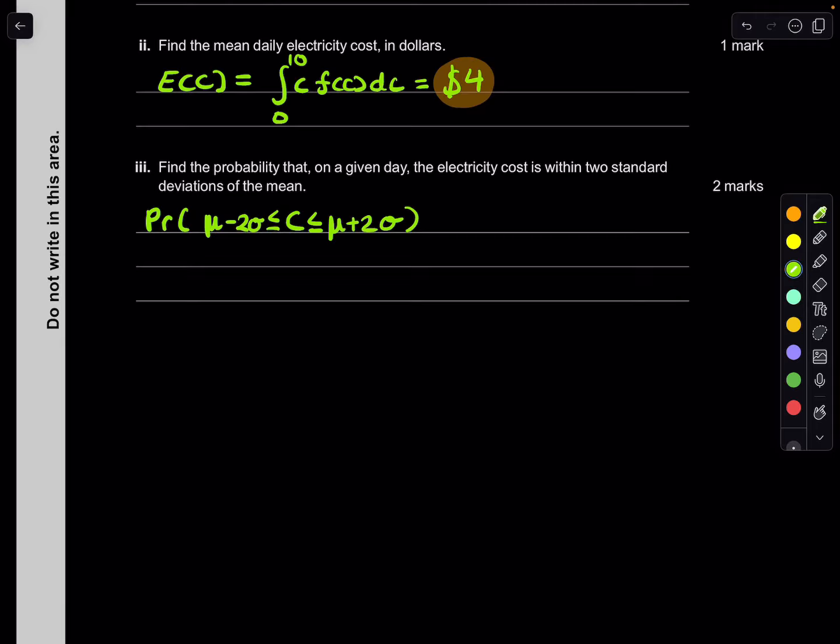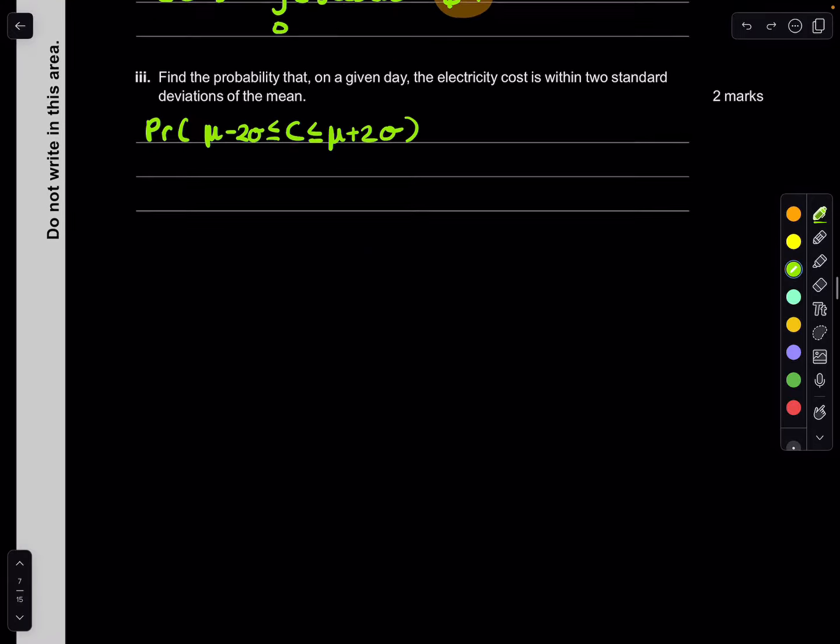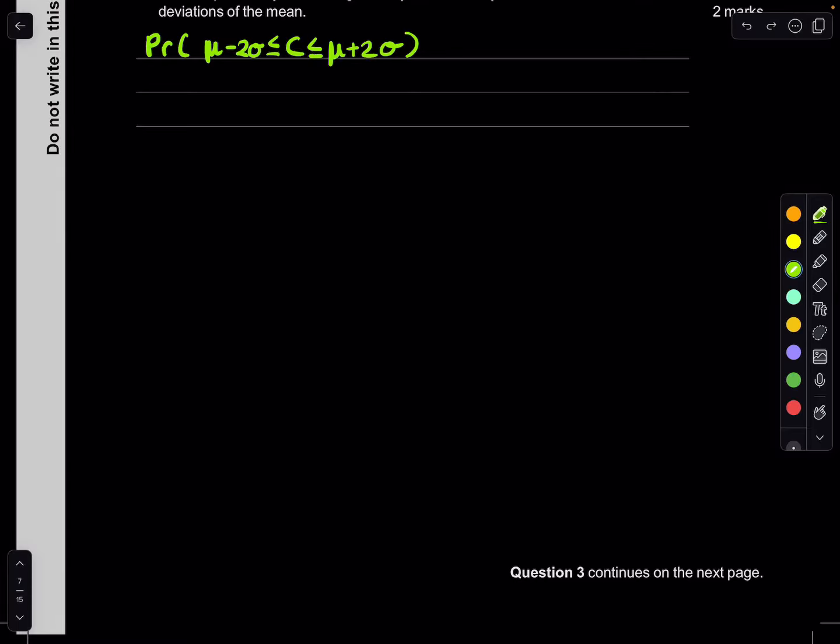Now, to do that, how do we do it? We need to know the mean, and we do actually know the mean, it's 4, but we need to get the standard deviation. How do we get the standard deviation? We need to get the variance. So let's do it here at the bottom. To get the variance of C, we need the expected value of C squared minus the expected value of C, all squared.